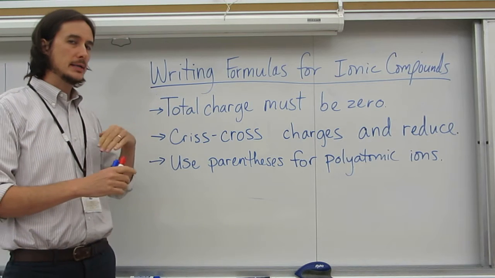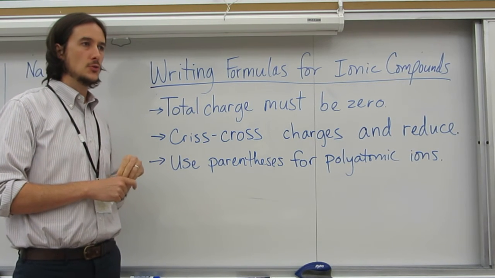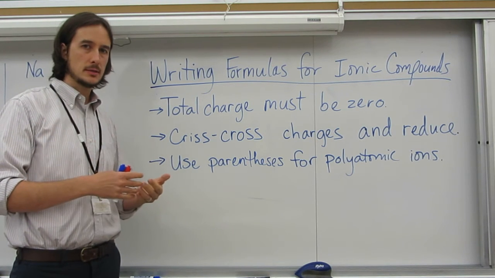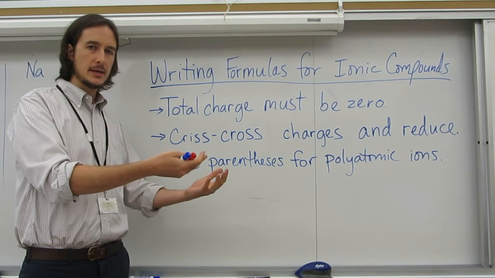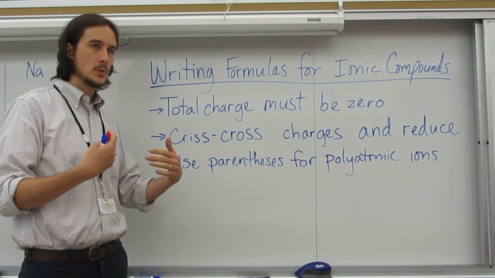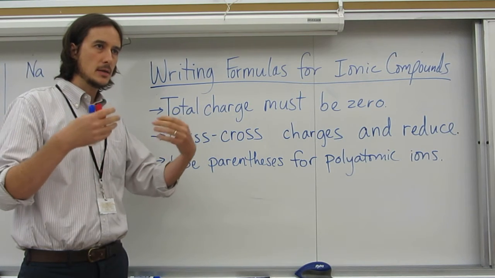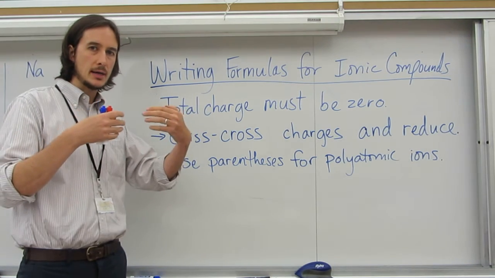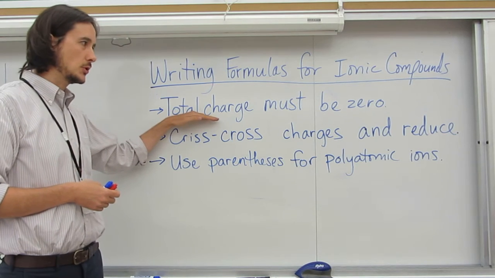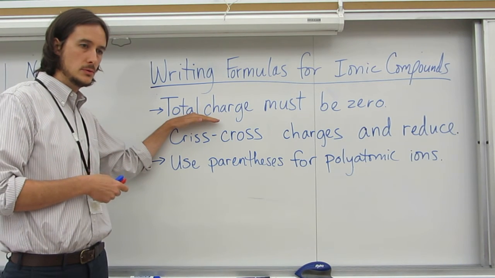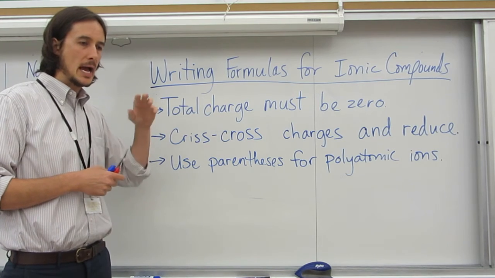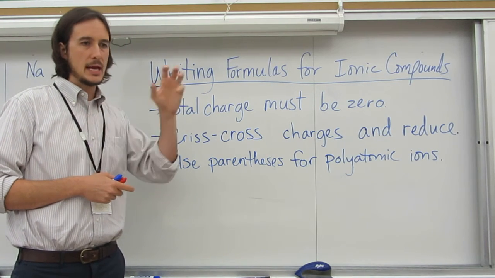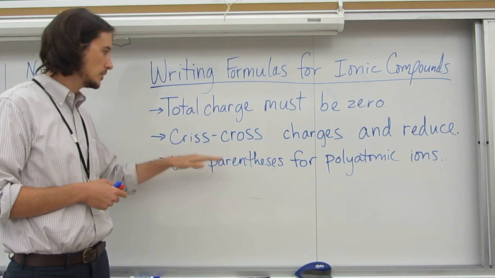When you combine cations and anions, the ratios have to be right. Cations have lost electrons, anions have gained them. You need a ratio of ions where the total charge is 0. I'll show you how to do that. So total charge must be 0. However many positives you have has to add up to how many negatives you have.